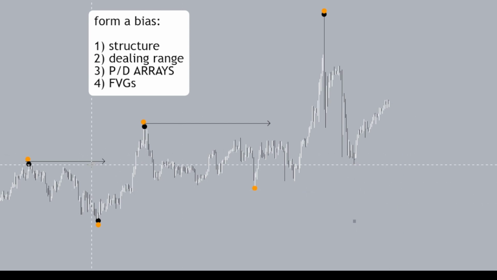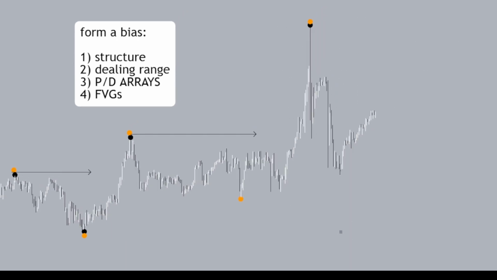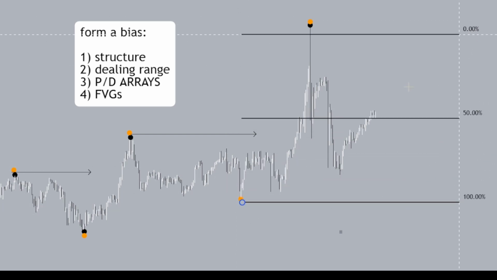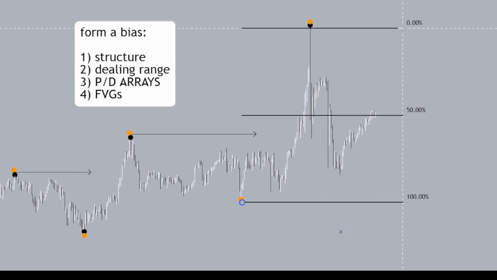So what we have over here is bullish structure. We have a bearish BOS over here, sorry, a bullish BOS over here, a bullish BOS over here, and currently we have a high over here. Our dealing range can be shown simply by projecting the Fibonacci from the swing low down here up to the swing high, swing low up to the swing high.